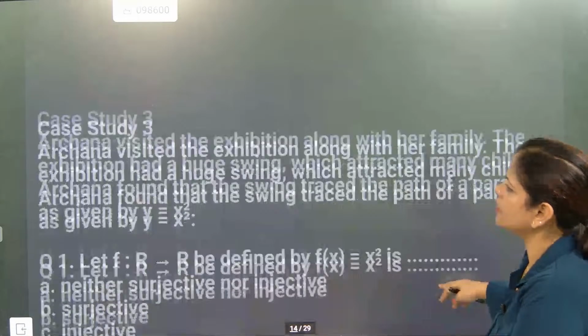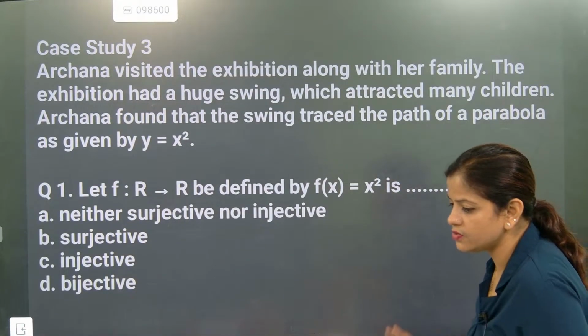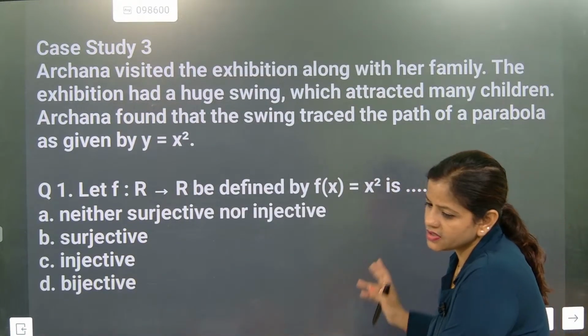Now we will go for case study 3. This is a way to solve. So we went to case study 3 very fast.